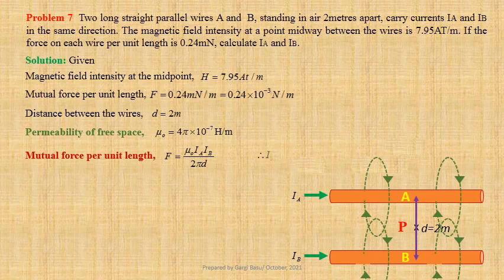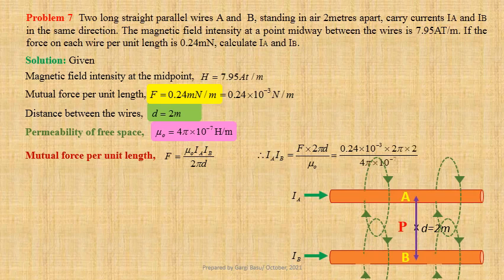Therefore, IA into IB equals F into 2 pi times D divided by mu0. Using values we get 0.24 into 10 to the power minus 3 into 2 pi into 2 divided by 4 pi into 10 to the power minus 7. That gives us 2400 ampere square.